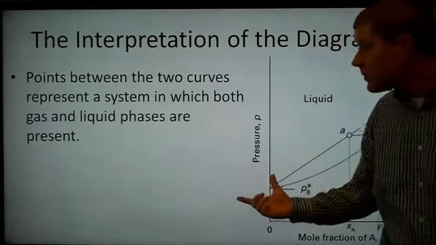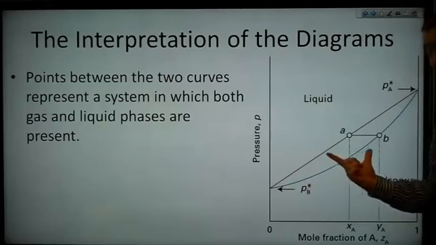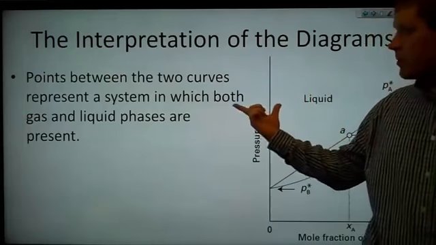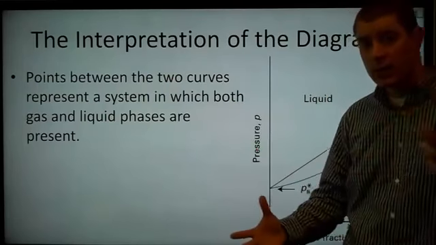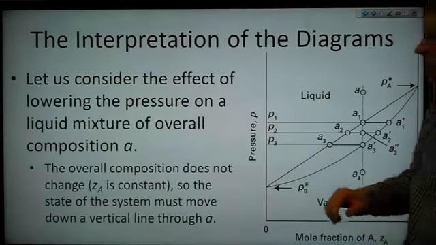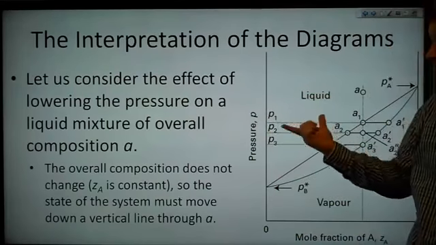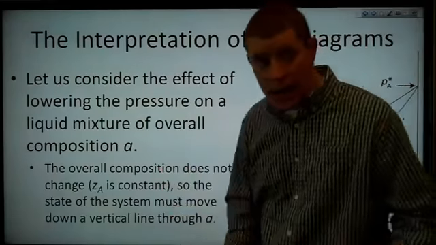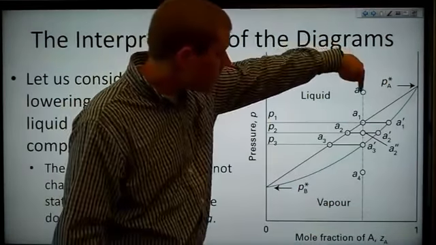At the two lines, or in between the two lines, so points in between our two curves represent a system in which both our gas and our liquid phases are present, both the vapor and liquid phases exist. And so now let's consider the effect of lowering the pressure on a liquid mixture of overall composition A. So we're talking about this point here.